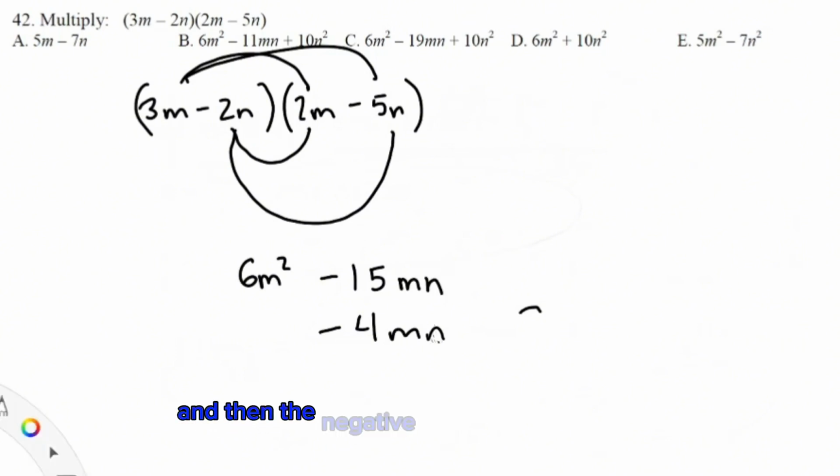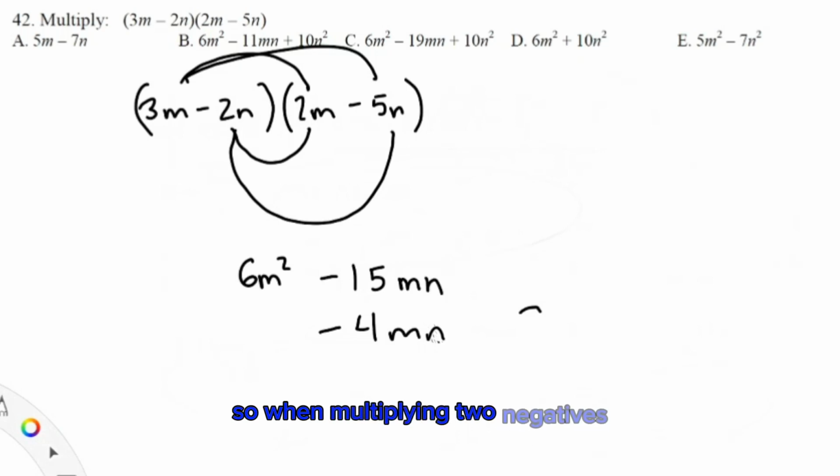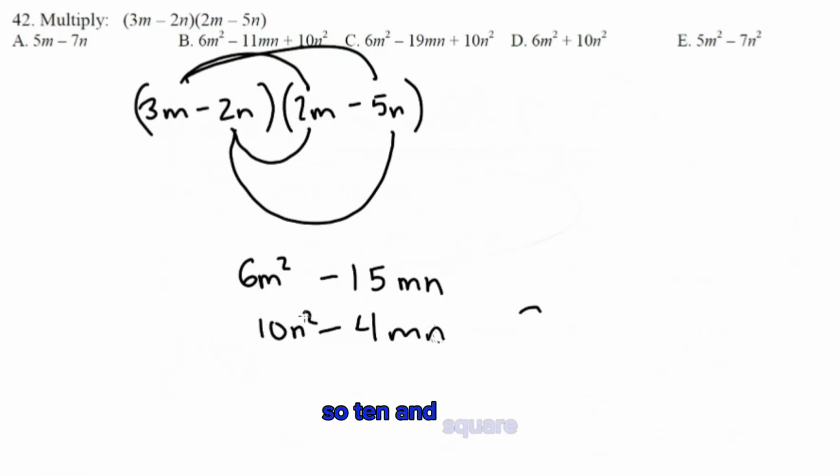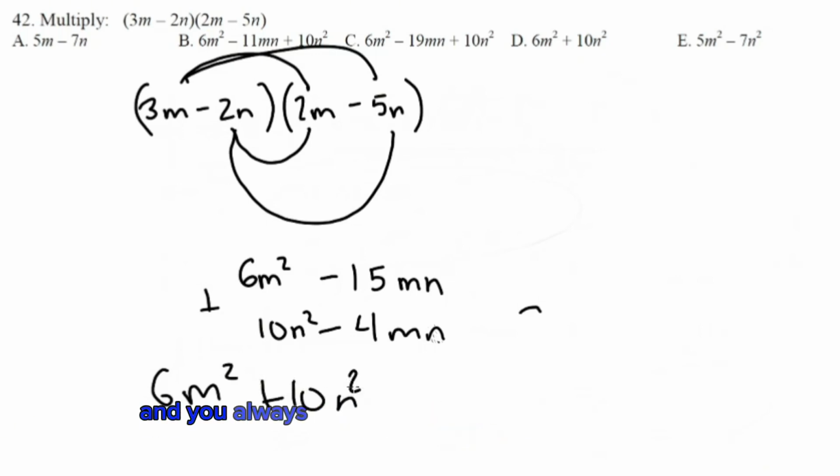And then the negative 2n times negative 5n. When multiplying two negatives, it becomes positive. So negative 2n times negative 5n is positive 10n squared. Alright, now we just add this all together. So we can combine these two terms. So we have 6m squared plus 10n squared. And we always want to write it in order of the letters.